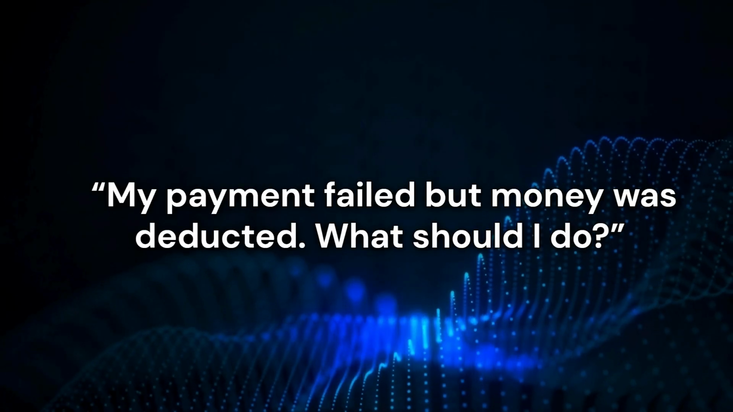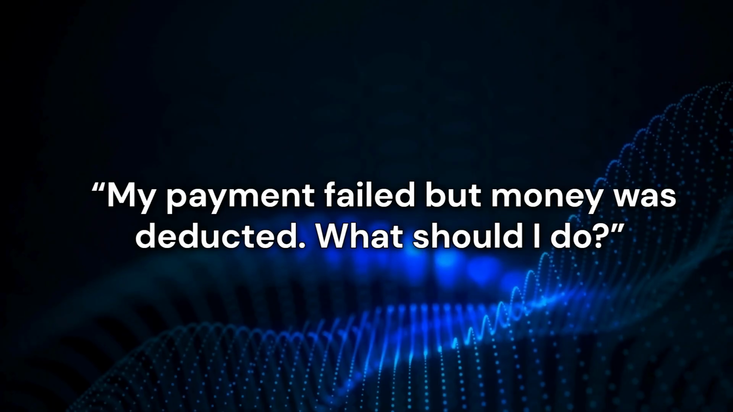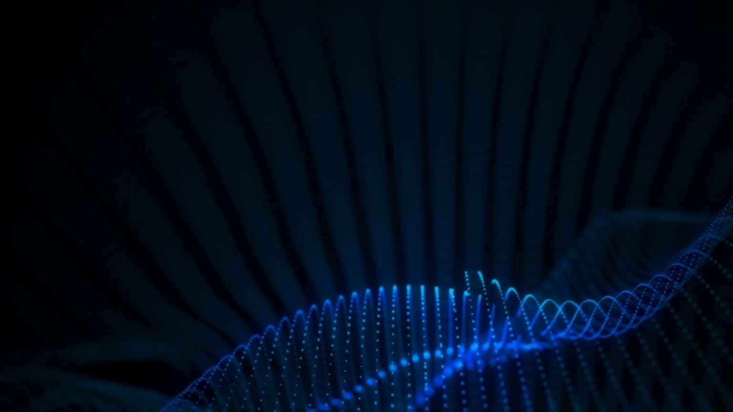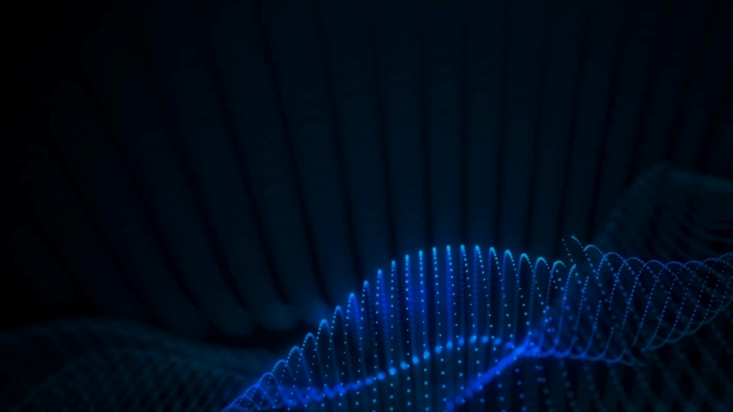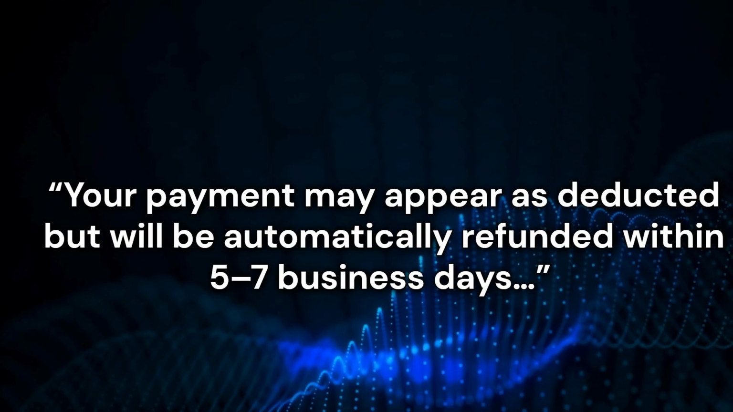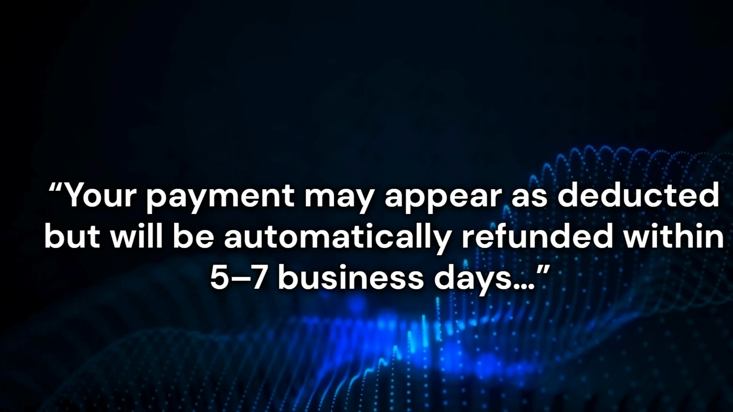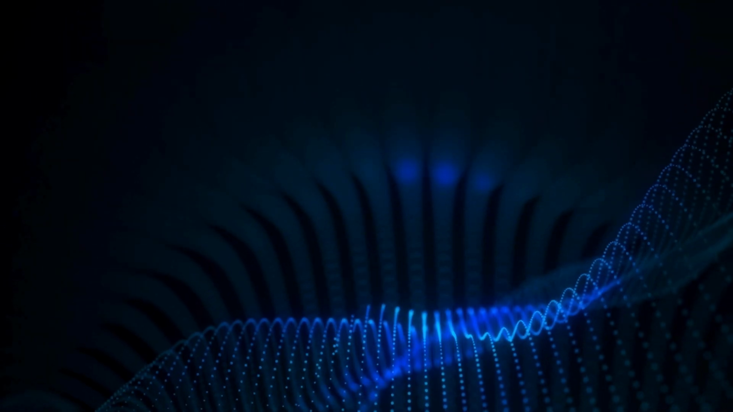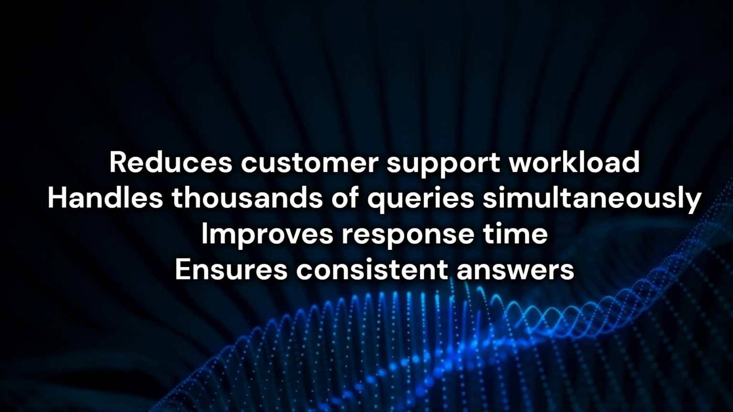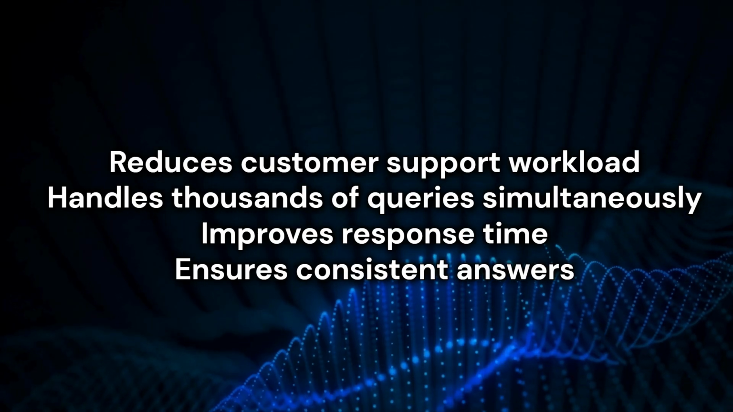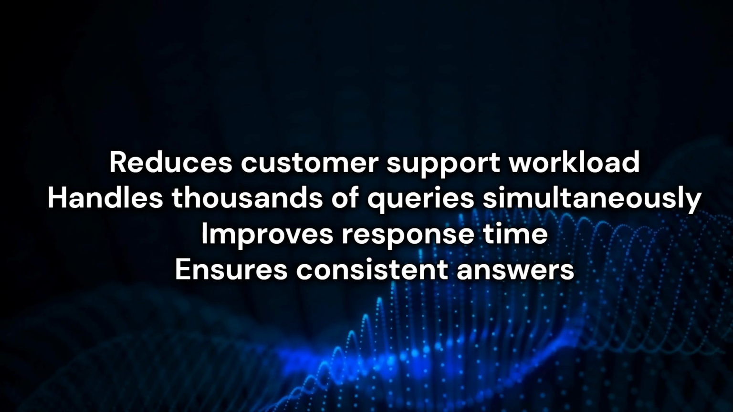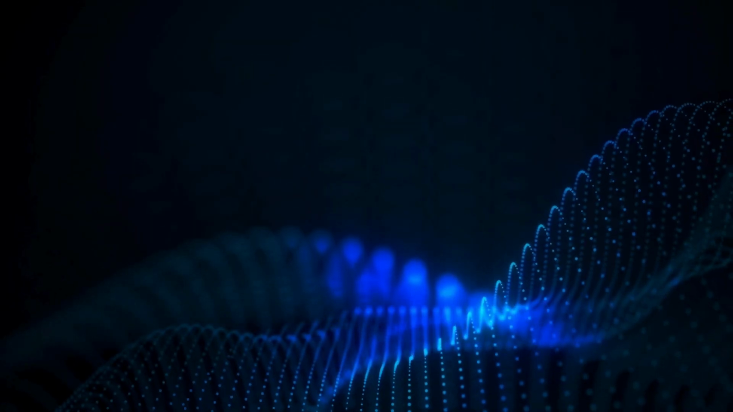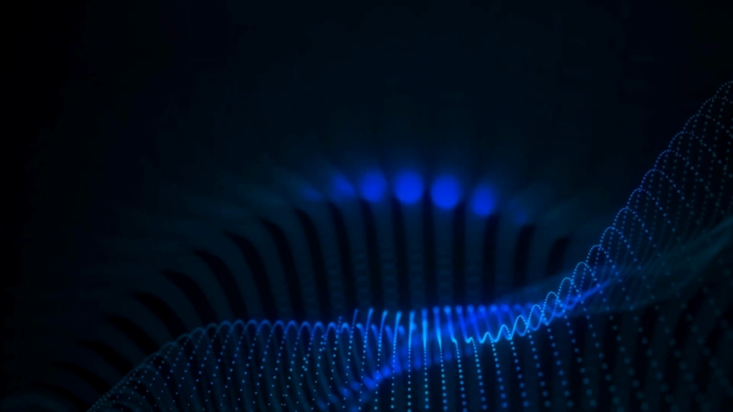For example, if the user asks my payment failed but money was deducted, what should I do? The RAG system retrieves the payment failure policy, refund timelines, and banking reconciliation steps, then generates a response like your payment may appear as deducted but will be automatically refunded within 5 to 7 business days. This is much more useful than a static FAQ page. Why do companies love this? Because it reduces customer support workload, handles thousands of queries simultaneously, improves response time, and ensures consistent answers. Companies like e-commerce platforms, telecom providers, and SaaS companies are heavily investing in this.